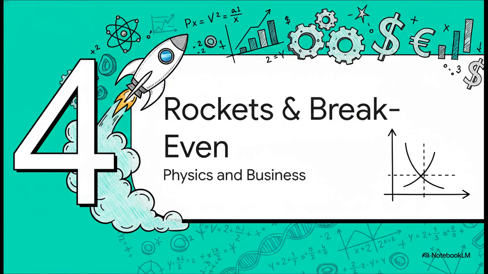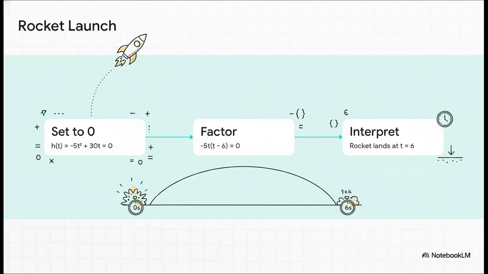Let's look at Section 4, rockets and break-even points, physics and business. You know, nature and physics actually obey the exact same mathematical rules. Let's launch a toy rocket. Its height is modeled by the equation h(t) = -5t² + 30t.